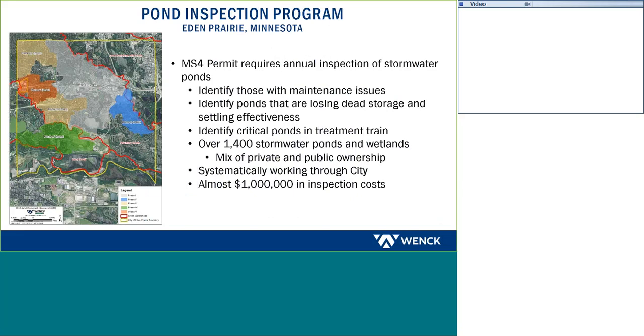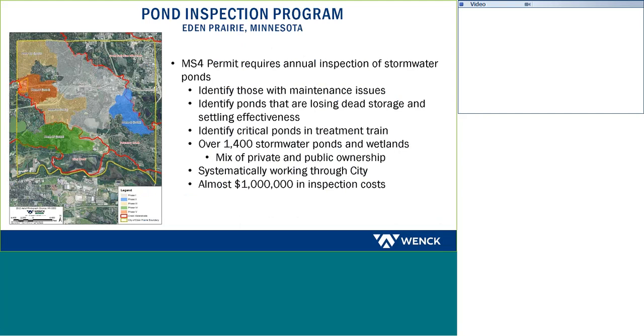Okay, so let's shift gears into a typical standard stormwater pond monitoring program. This is a pond inspection program that we've been working on since 2010 with the city of Eden Prairie. They're required under their MS4 permit to inspect a certain proportion of their stormwater ponds to measure whether they're filling in, are they losing dead storage, so they're no longer effective in storing, identify those with maintenance issues, are there pipes that are degrading, are there deltas, that kind of thing. And then identifying critical ponds in the system.